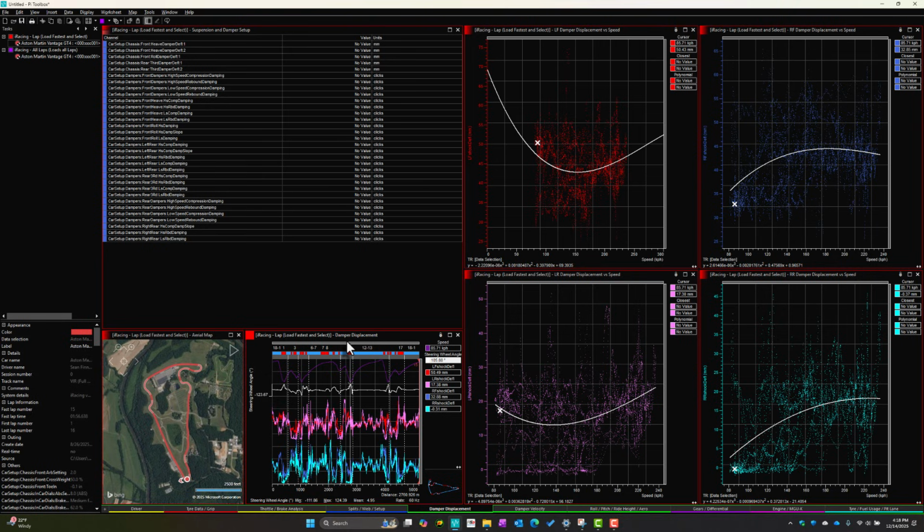And then really drill into that and understand, okay, what is the suspension doing? What am I doing with the throttle? What am I doing with the brakes? What is the yaw doing?